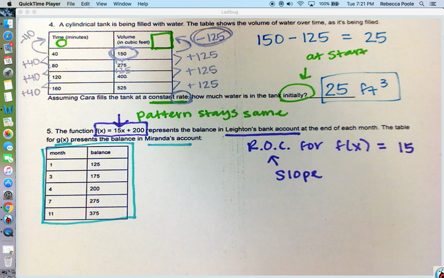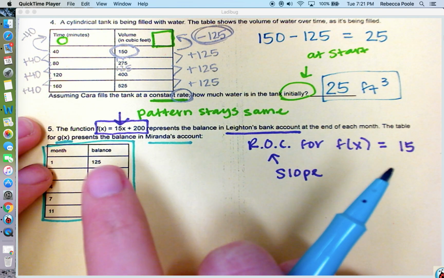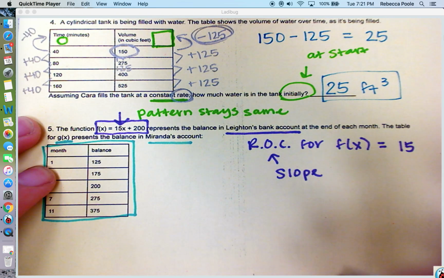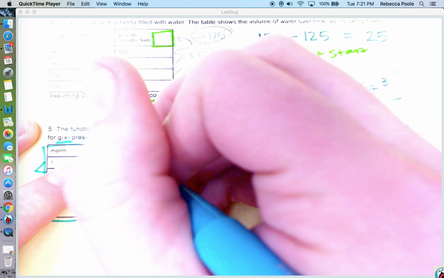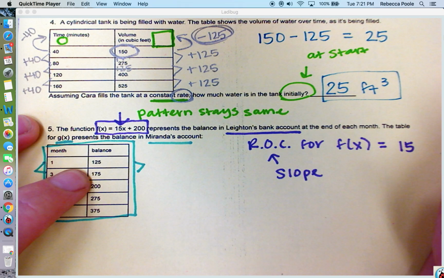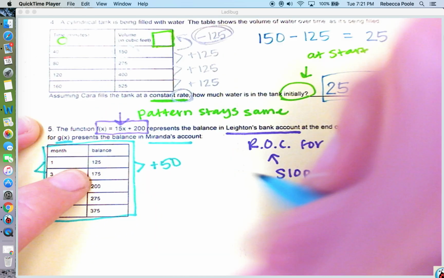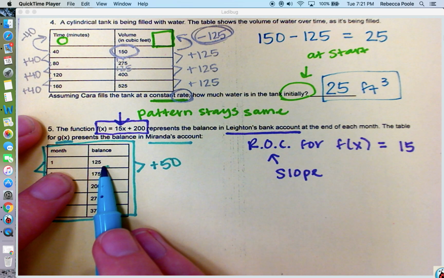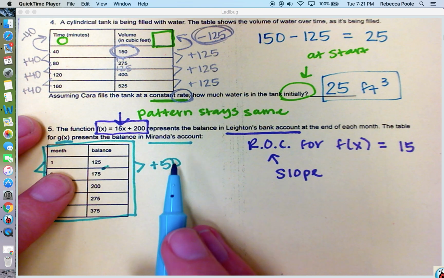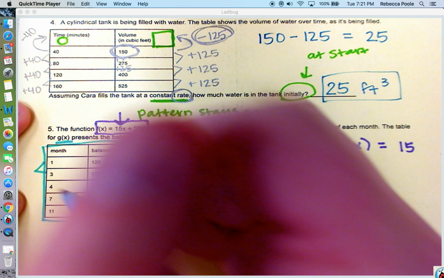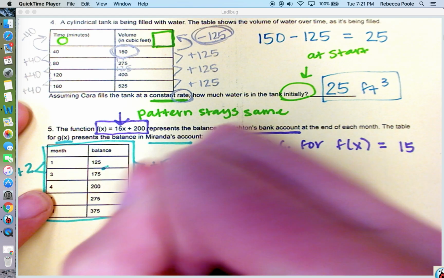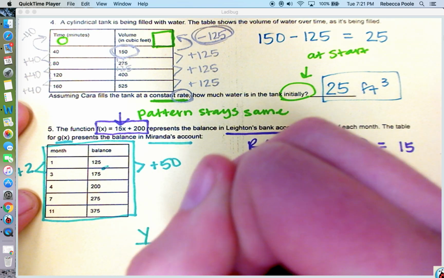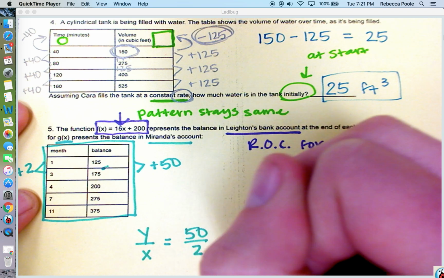Now, my rate of change for the table, how do you find rate of change from a table? We got to find our pattern. We just talked about this, right? So 125 to 175. Looks like I'm adding 50. Think about it. If your friend has $1.25 and they need $1.75, you got to add 50 more cents, right? And then 1 to 3, I'm adding 2. So how do I find my rate of change? Y over x, which equals 50 over 2, which is just 25.